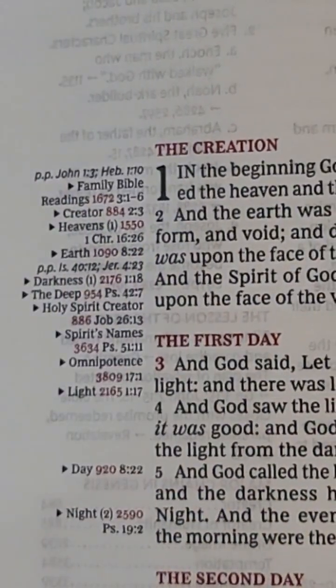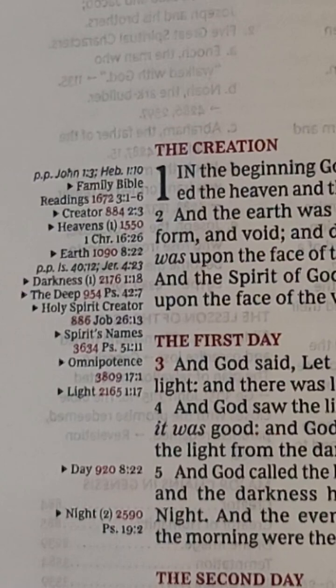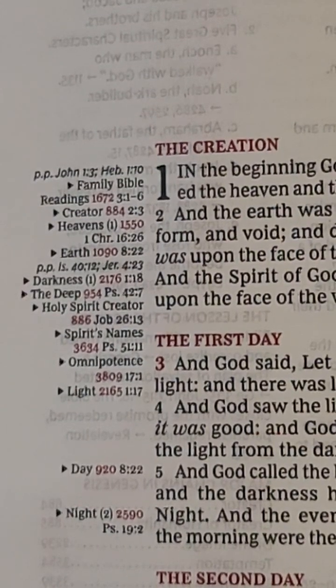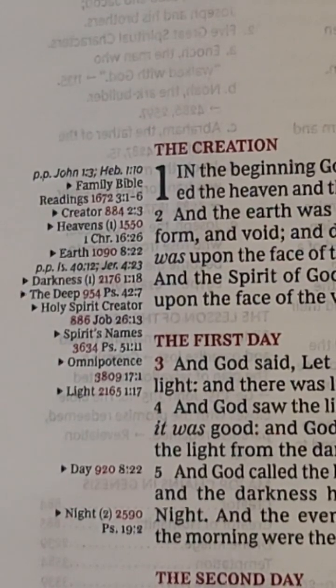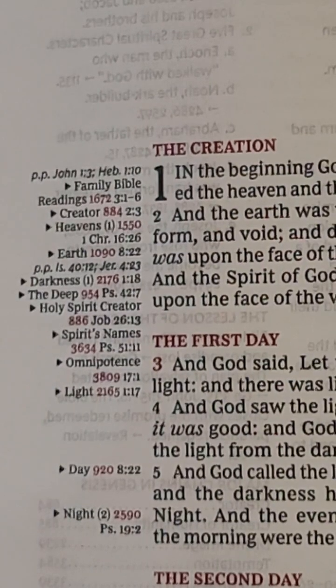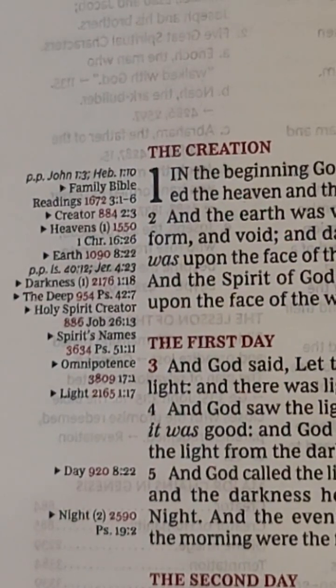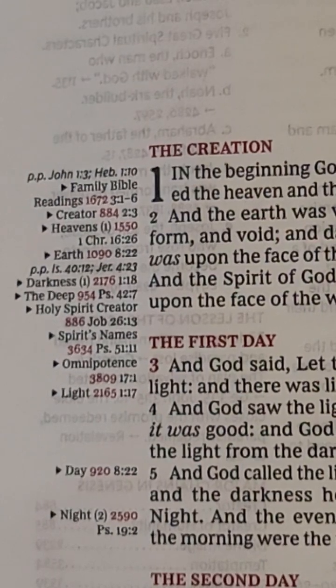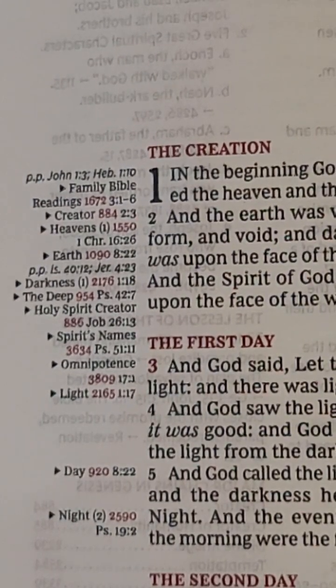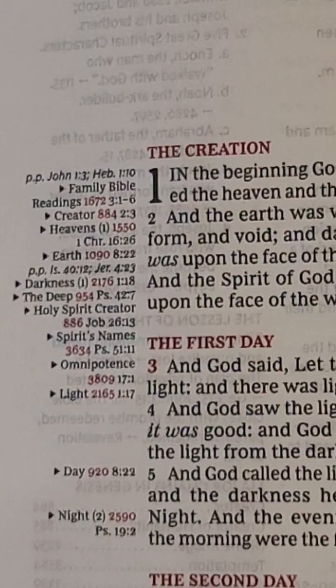So the first one, now above that it says PP. That means it's a parallel passage. It means it's related to what's underneath, the Family Bible. It says 1-10, so it's a parallel passage in Genesis chapter 1, verse 10.